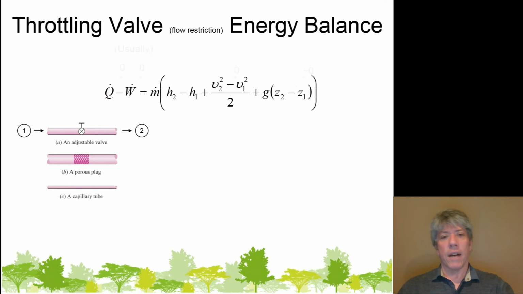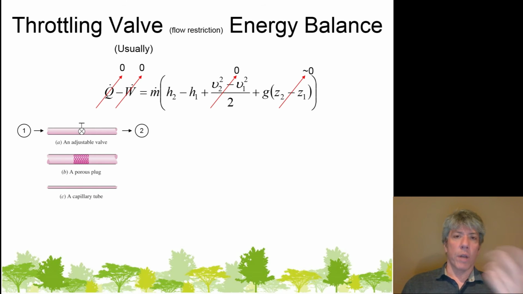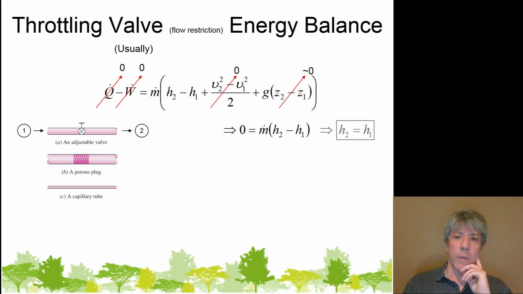So what's left? It looks like we've crossed off just about everything in our steady flow, single inlet, single exit energy balance. Well, all that's left is this. And by the way, why bother having the mass flow rate in it? We can simply write that the enthalpy leaving is equal to the enthalpy entering, and this seems like a pretty boring equation, pretty useless. Except it isn't. Let me explain what happens.